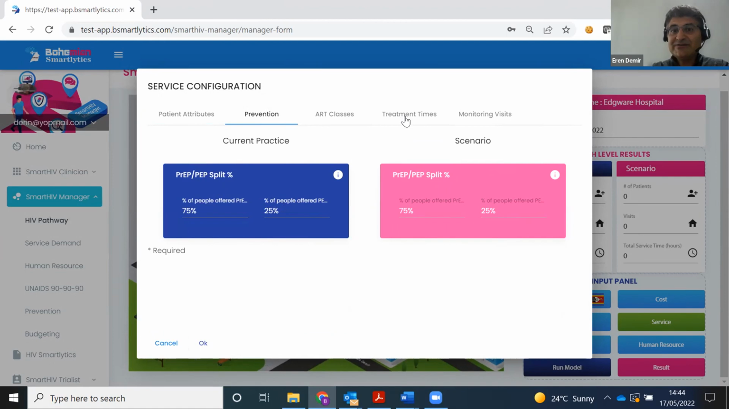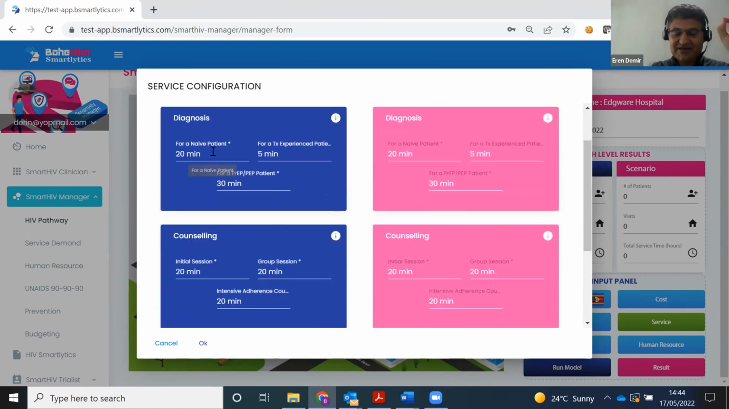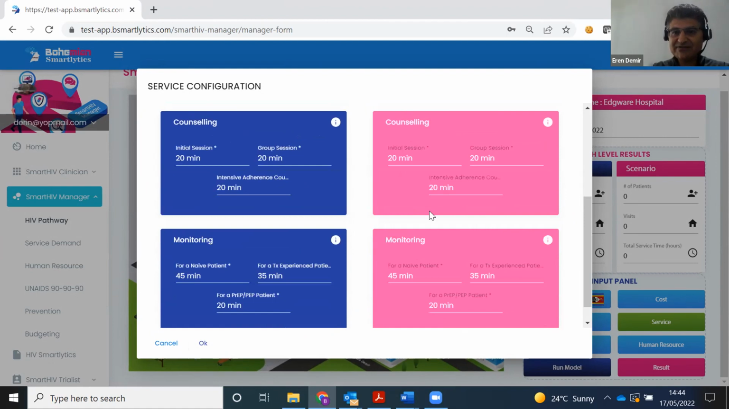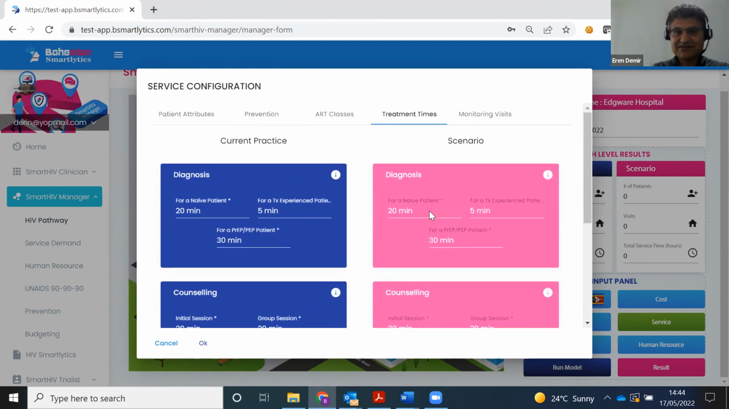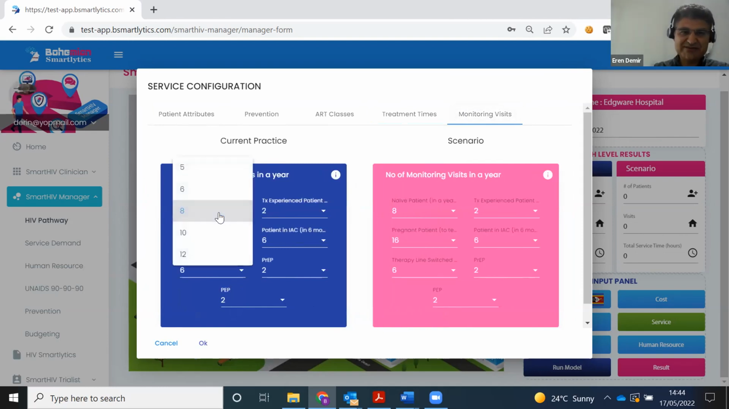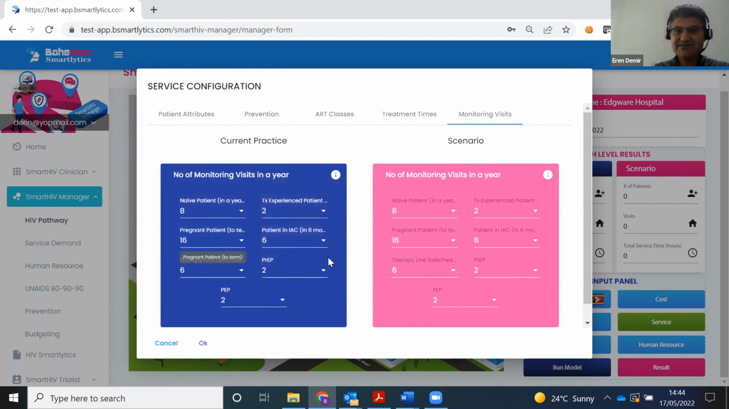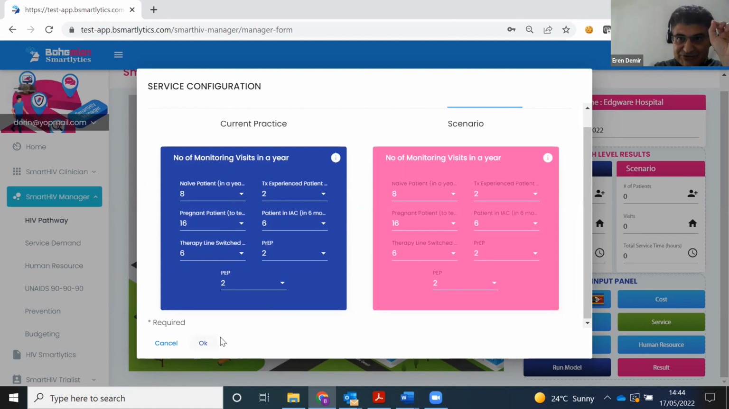Treatment times. This is very important. The amount of time spent by each healthcare professional, either a doctor, a nurse, or a counselor, is allocated here. How many times do these patients come back? 8 times for new cases, twice per treatment-experienced, those pregnant cases, and so on. These monitoring visits. We are capturing reality, Simba. Please make this clear distinction.